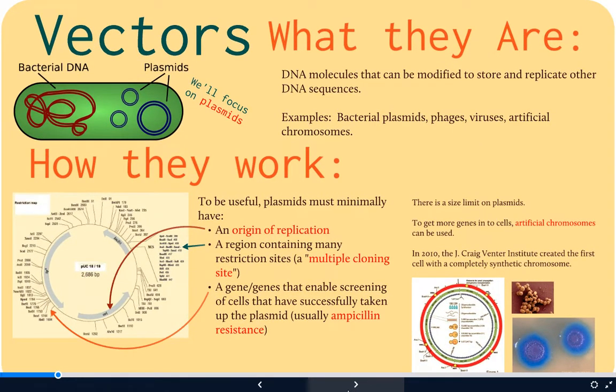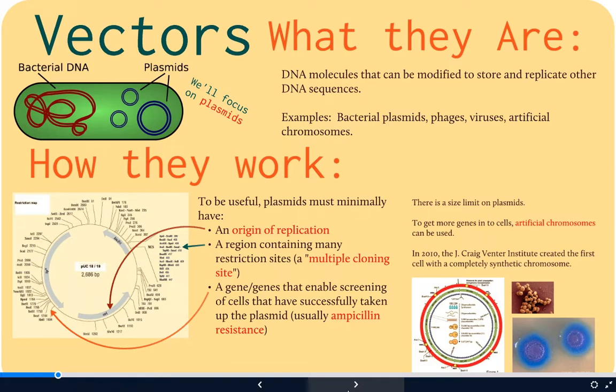All right, so let's take a quick look at vectors and how they work. And we're really going to concentrate on the plasmids, the circular DNA in bacteria, because it's very useful to us. DNA molecules can be modified to store and then replicate other DNA sequences. So examples of this are bacterial plasmids, bacteriophages, viruses, artificial chromosomes.